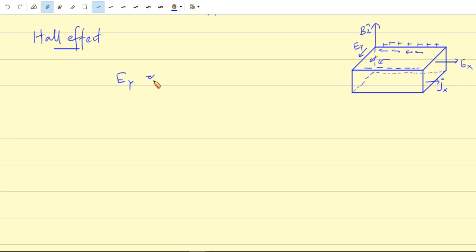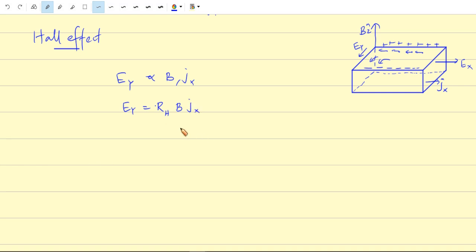So what is this proportional to? This is proportional to the magnetic field B, isn't it? And also it is proportional to the current density Jx. If there is no current flow, then this field will not be created. If there is no magnetic field also, it will not be created. That means this is proportional to B as well as Jx. Therefore we can write Ey is equal to some constant RH into B Jx.